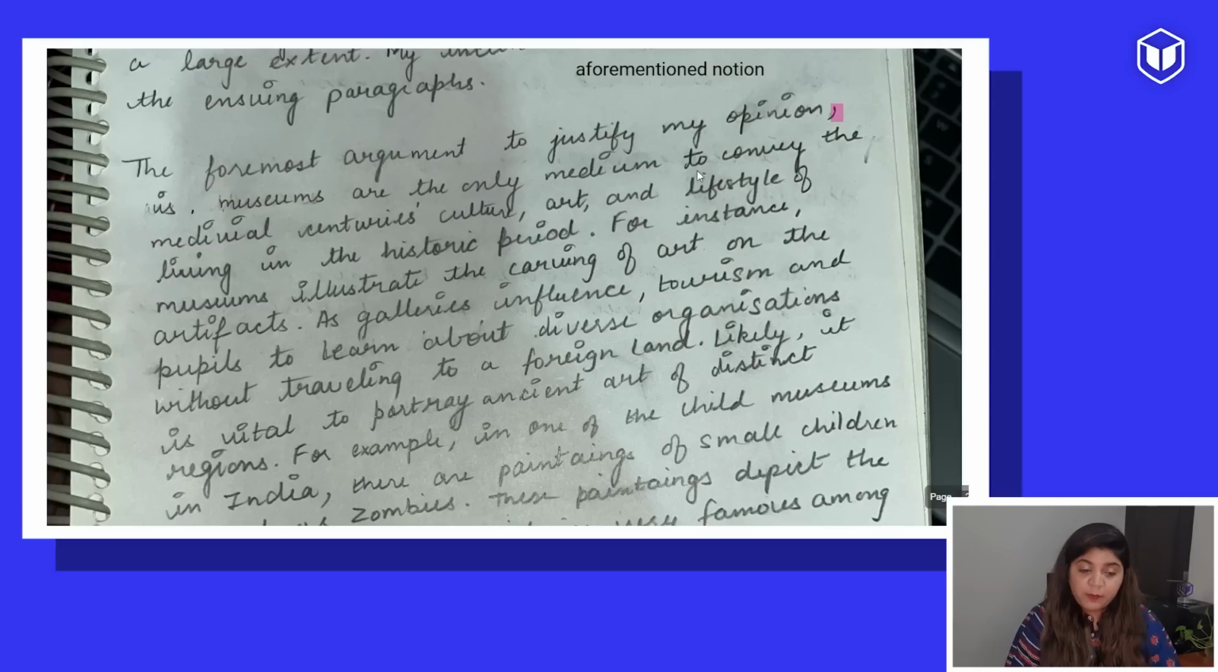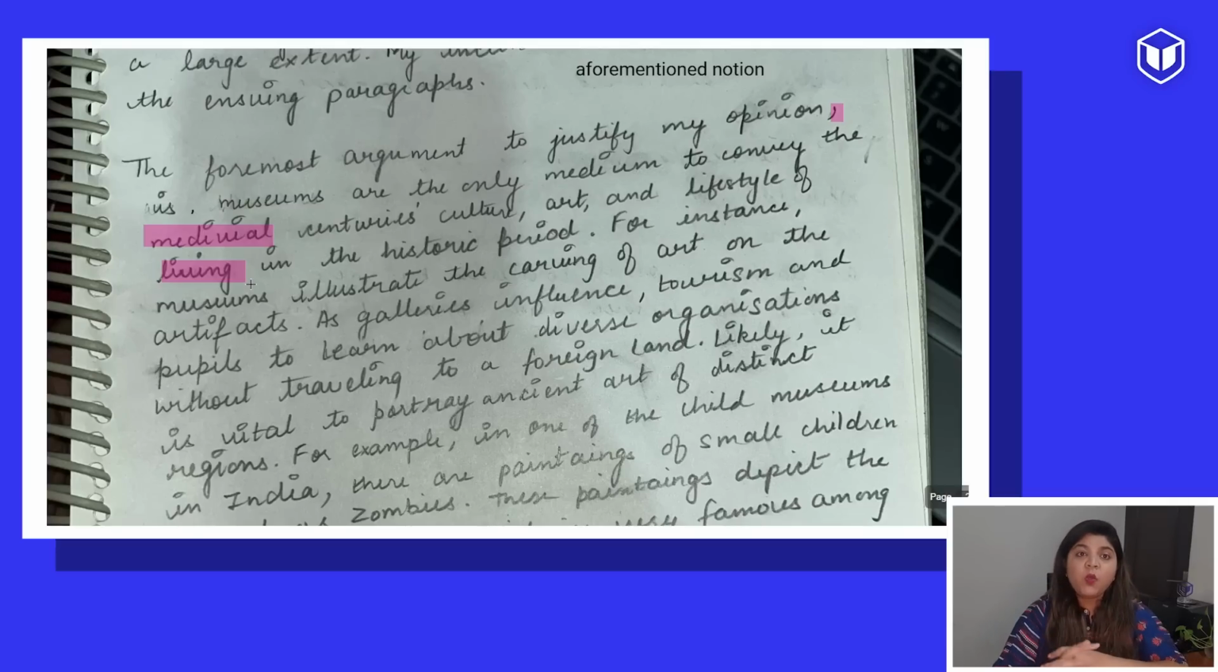Museums are the only medium to convey the medieval centuries. Spelling is incorrect here. Medieval centuries culture, art, and the lifestyle of living in the historic period. Lifestyle of living means lifestyle says it all, no? Lifestyle is about how people are living. So it is not required here in the historic period.